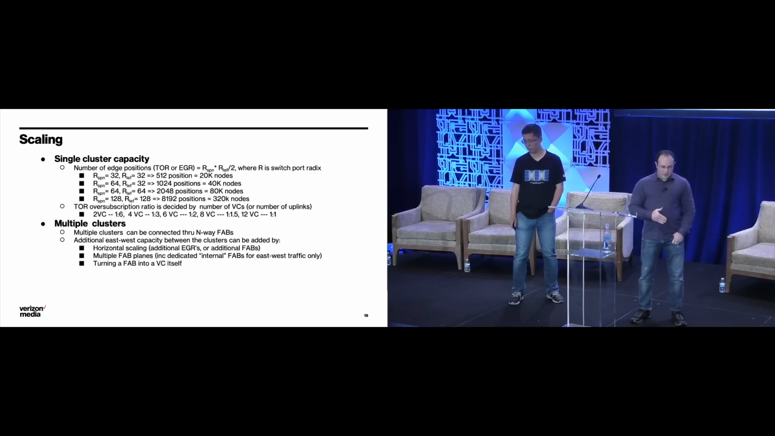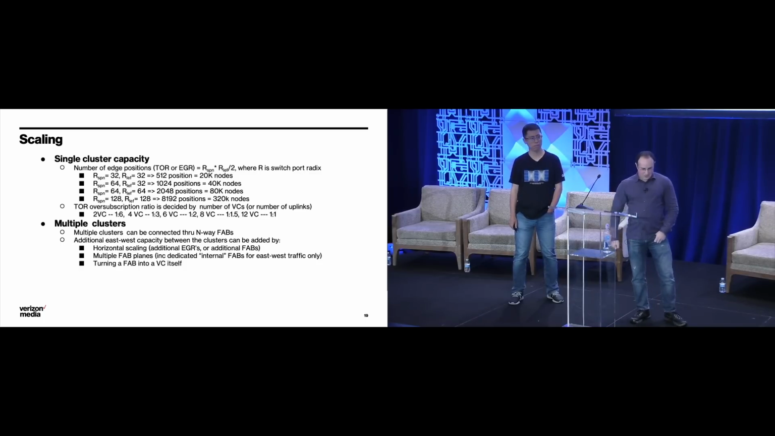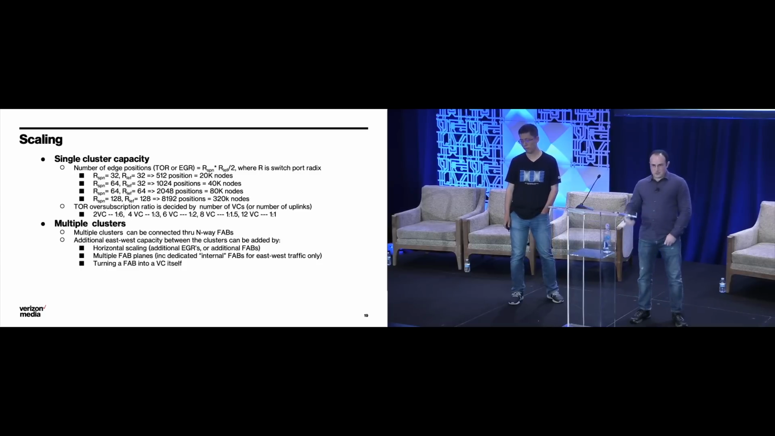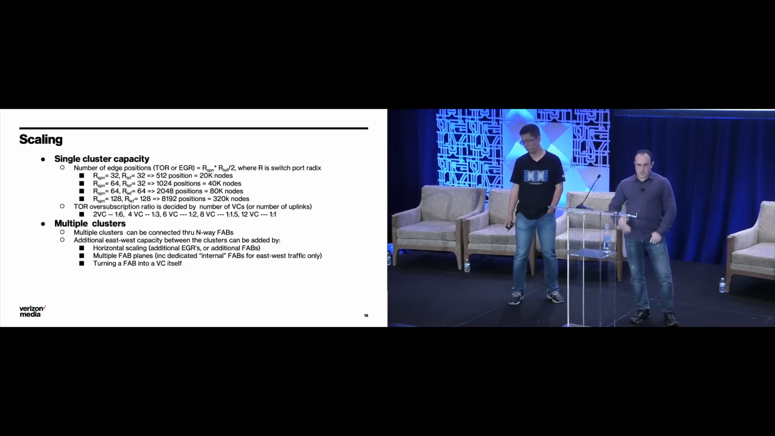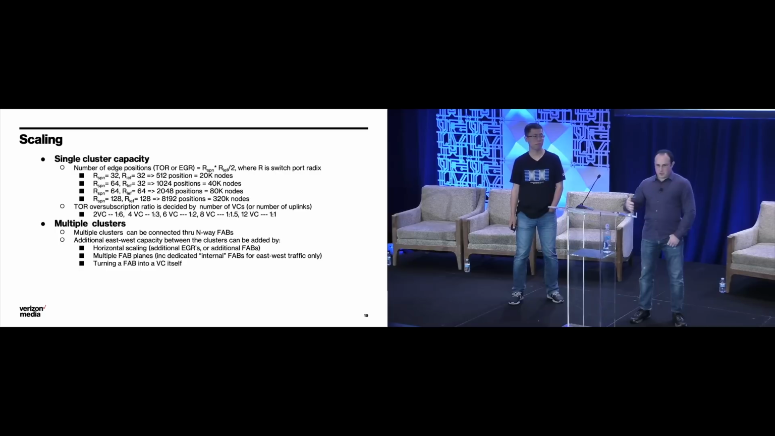At the TOR layer, the oversubscription ratio is really easy. It's just dictated by the number of VCs you build. If you're using, again, Trident 2s, you build 12 VCs, Trident 3s, you build 12 VCs, you're at 1-to-1. You build 4 of them, you're at 1-to-3, and you can always add more VCs as long as you have enough uplink ports available on the top of racks.